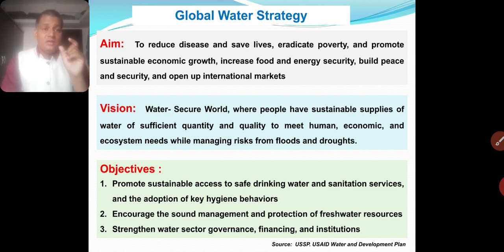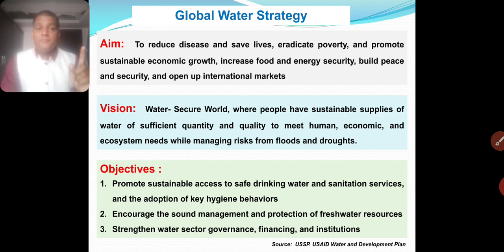Most of the problems are due to the sanitation services and the adoption of key hygienic behavior. Second, encourage the sound management and protection of the freshwater resources. It means you have to encourage sound management and protection of the freshwater resources. Whatever resources you have, you have to protect them and encourage sound management. How will you manage? It means how you will increase the capacity, how you will protect from contamination. That you have to focus on.